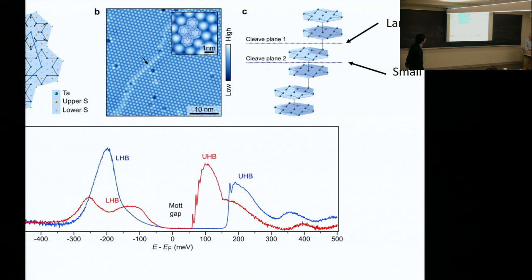Sometimes they even see replicas, and these are interpreted as phonon side bands. They have now actually identified this phonon. It's an amplitude mode of this charge density wave star of David. So there's a mode exactly at this frequency. I think this is pretty strong evidence.